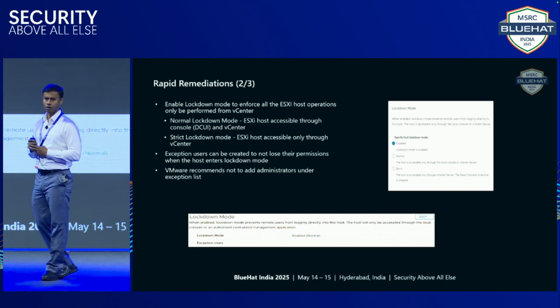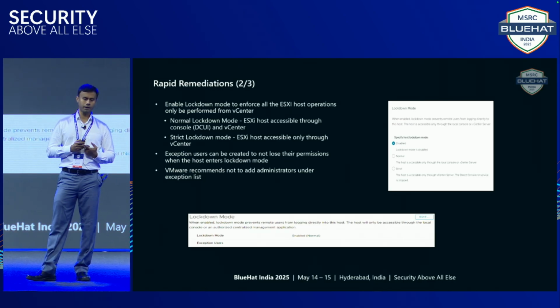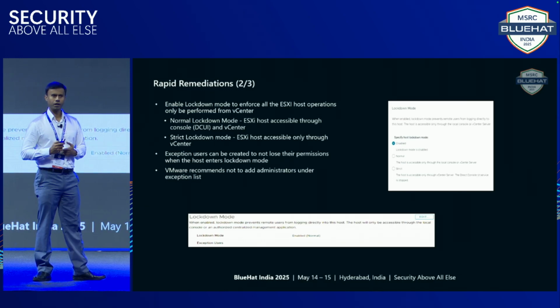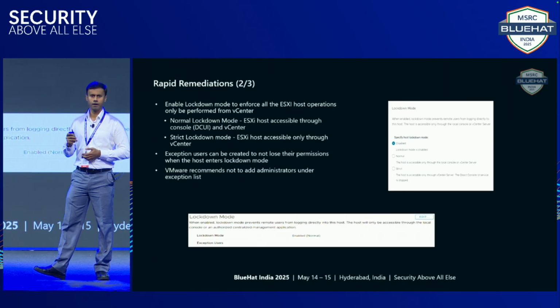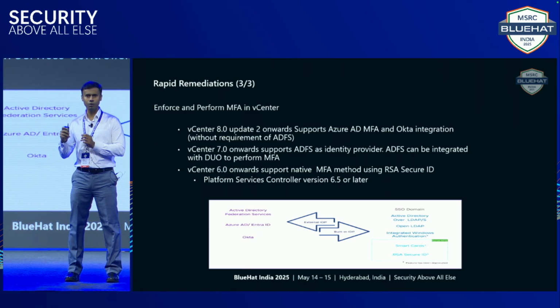So there are two lockdown modes. In the normal lockdown mode, you're restricting access to ESXi only from the console as well as through vCenter. If you want a stringent control, you can enable strict lockdown mode. So now we have restricted access to ESXi only from vCenter.